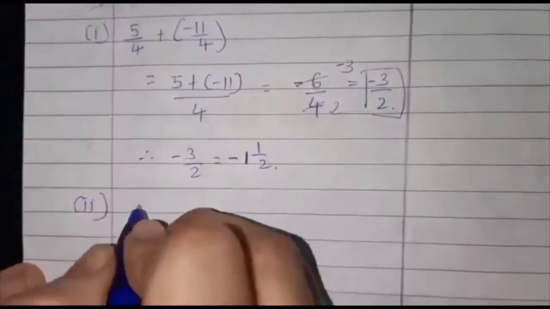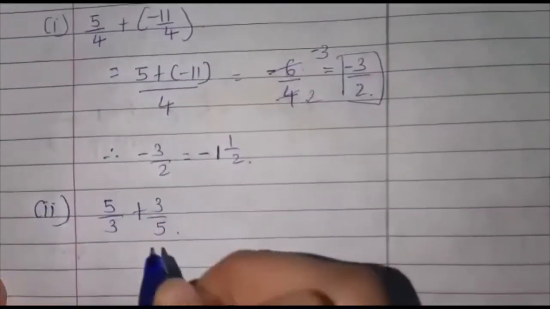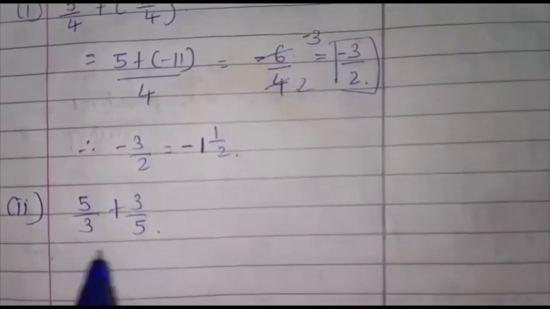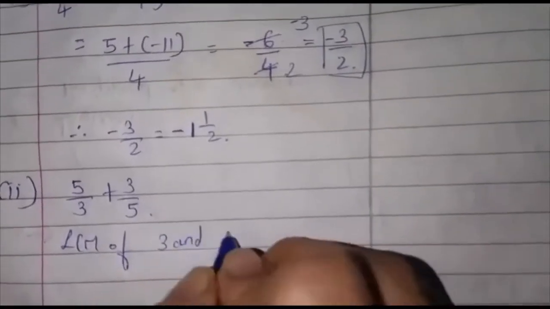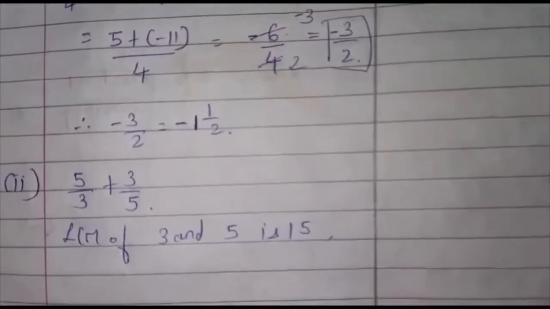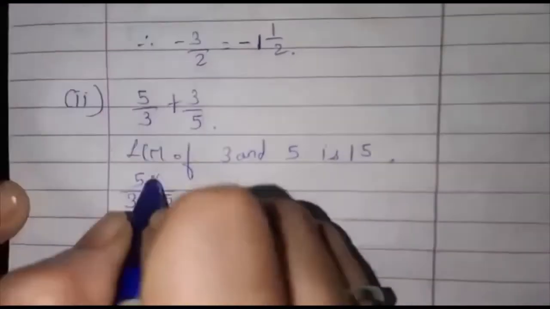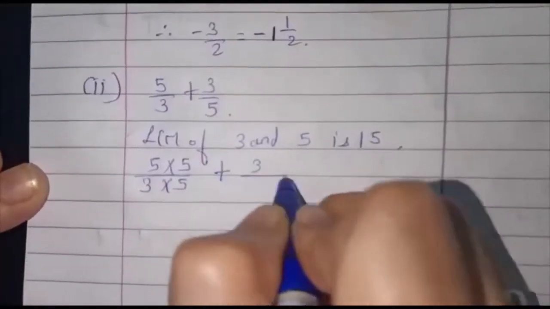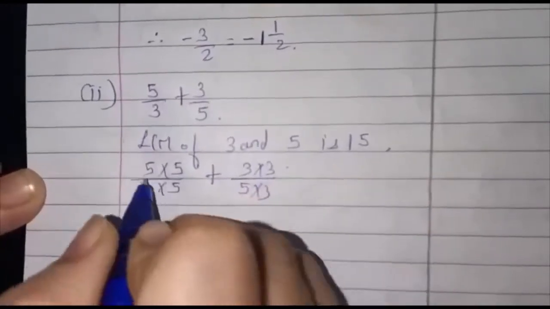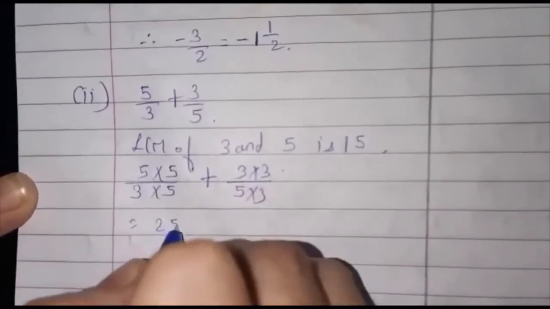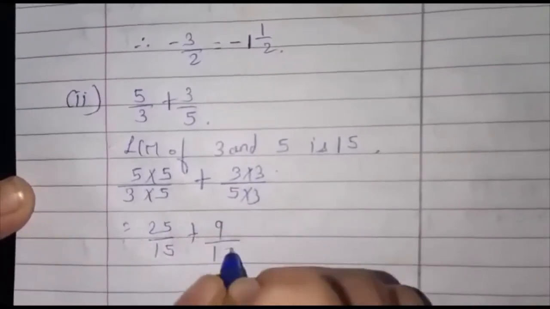Now the second number, 5 upon 3 plus 3 upon 5. Here the denominators are different, so we will take out the LCM. The LCM of 3 and 5 is 15. Now we will change the denominators to 15. 3 will be multiplied by 5, down 5, up also 5. Now 5 also needs to be changed to 15. 5 3s are 15, down 3, up also 3. So 5 5s are 25, 3 5s are 15, 3 3s are 9, and 5 3s are 15.